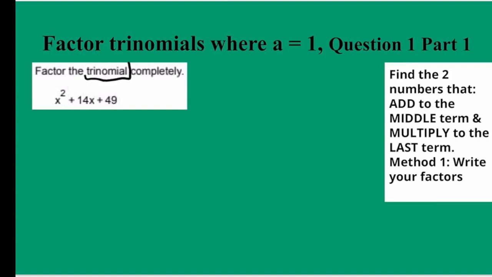So a trinomial is a three-term polynomial. So we can see here we have three terms. We have the x squared, we have the 14x, and the 49, and they're being added. So the simplest way of doing this, you have to find two numbers that add to give you the middle term and multiply to give you the last term.